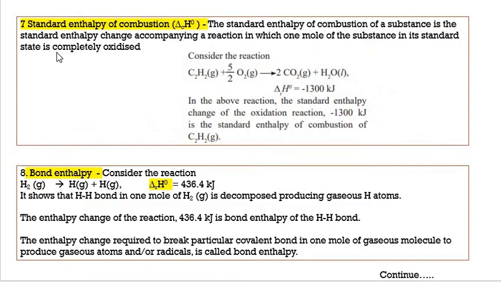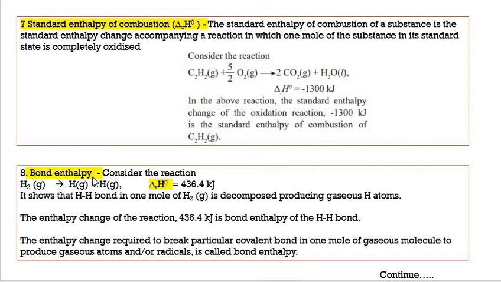Now, standard enthalpy of combustion, that is ΔcH°. The standard enthalpy of combustion of a substance is the standard enthalpy change accompanying the reaction where 1 mole of the substance in its standard state is completely oxidized. For example, in this reaction ethane is getting oxidized to give carbon dioxide and water. Here the standard enthalpy of combustion would be minus 1300 kilojoules.